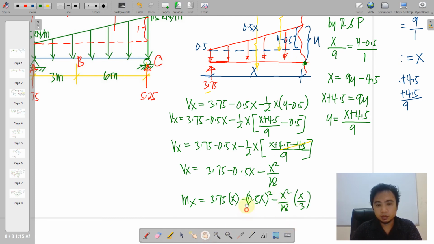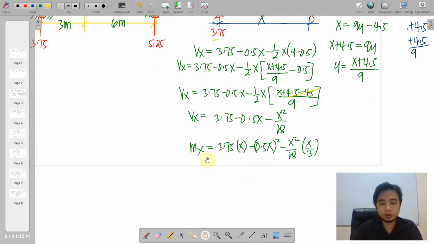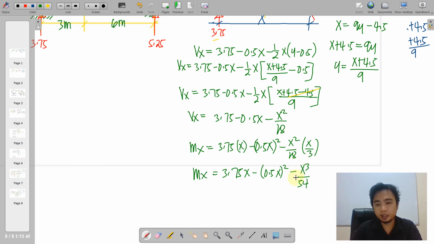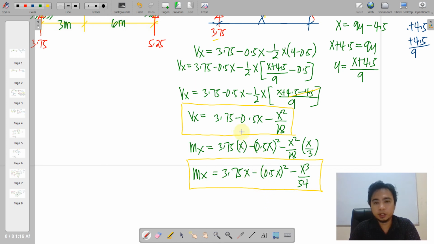Okay, so expanding it further or simplifying it further, we have to combine the terms of the third term, that is x cubed all over 18 times 3, that is equal to 54. So we have here the equation for the shear and the moment. So this will now be the equation to be used in determining the values of the shear at any point in the beam by just designating an x.